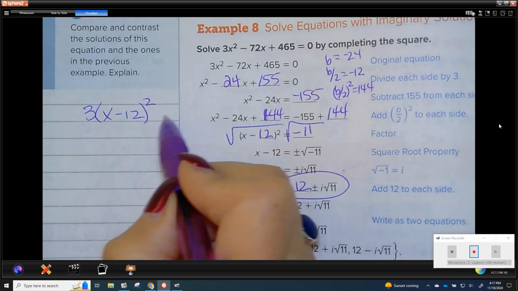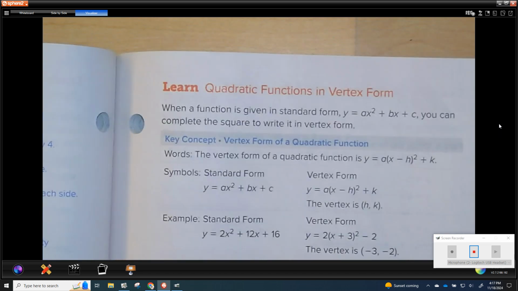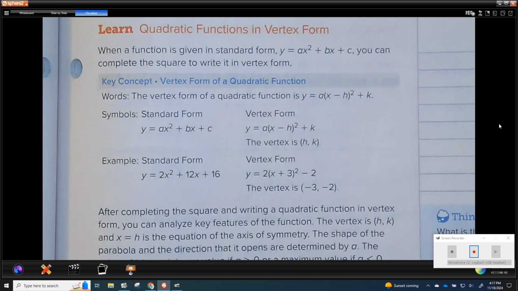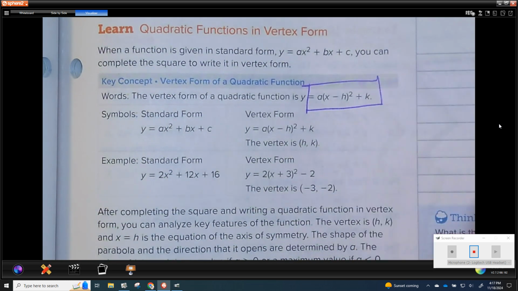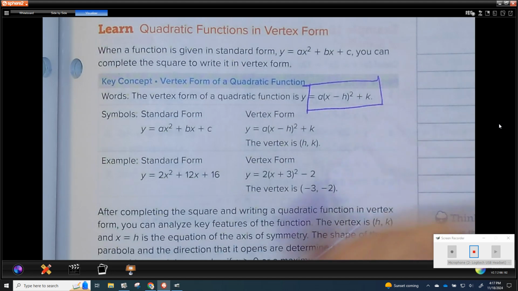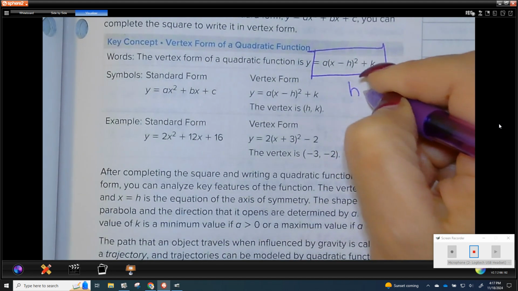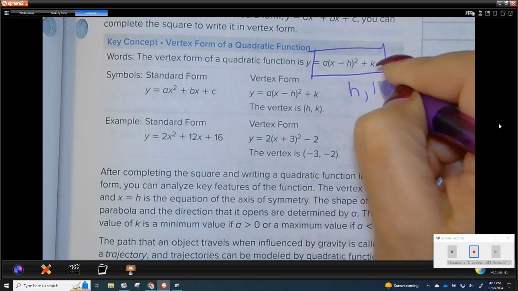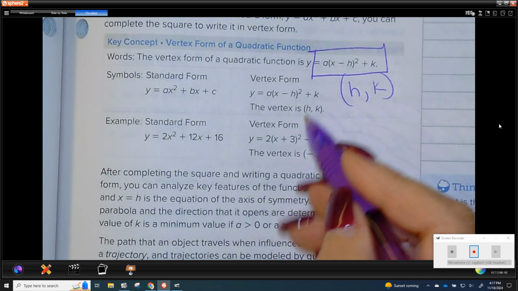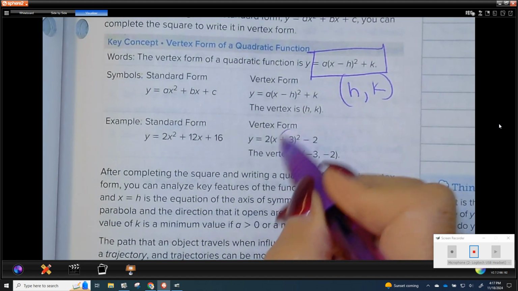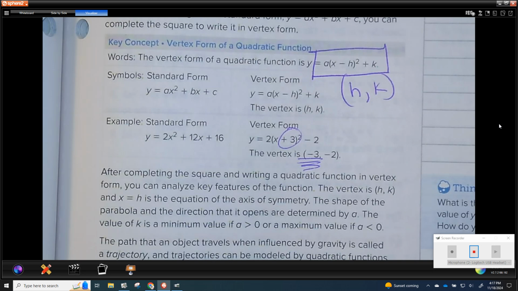So anyway, okay, so let's talk about vertex form now. Vertex form is getting in this format. Minus h is the standard, so that would be a positive h, and k is whatever sign it is. So if you have something like this, a plus 3, then your h is a minus 3. You take the opposite, okay?